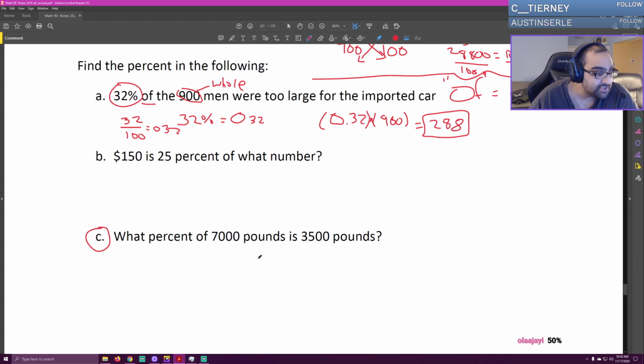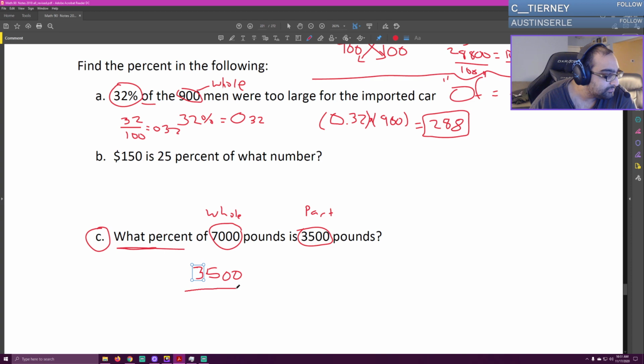It says what percent here. Remember, we have the part over the whole. 3,500 you can identify as the part. You have the 7,000 pounds, which is the whole. And we're trying to find the percentage. What percent? We have percent here, which is x. Oops, sorry, I did it the other way around. I want to start with the part over the whole. We have 3,500 over 7,000 equals the percent, which is x over 100.